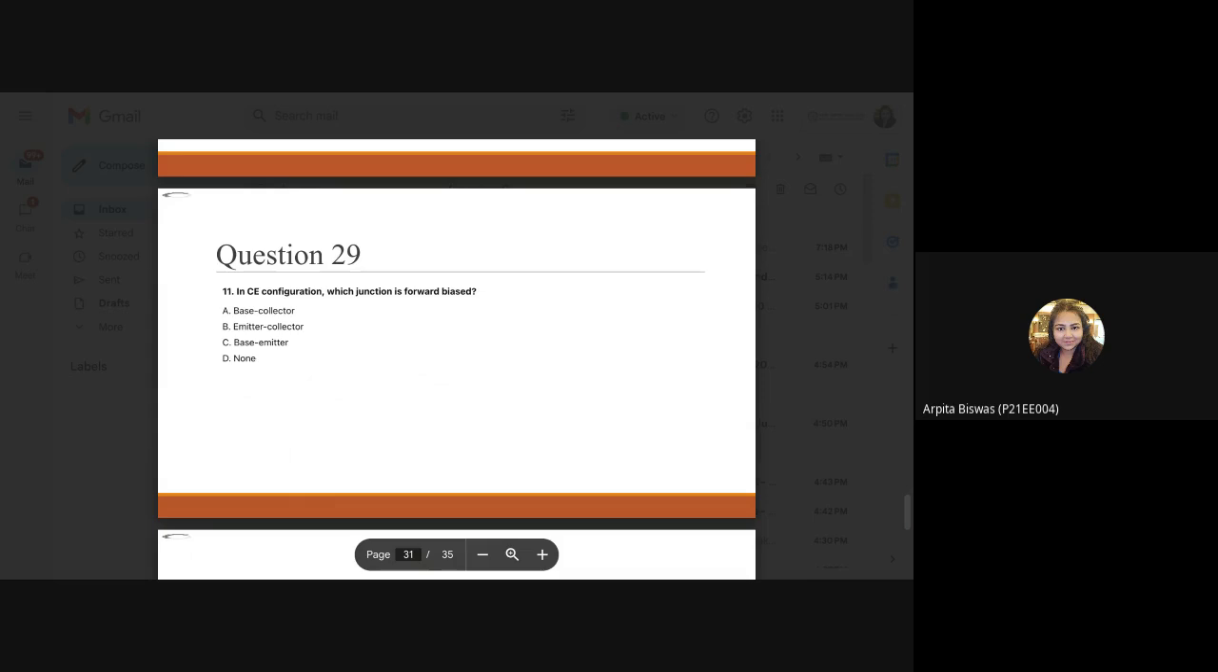So next, question number 29. In common emitter configuration, which junction is forward biased? The base collector, base emitter, or none? Base emitter, C. Okay, any of you? Which junction is forward biased? Base emitter, option C. Okay, so the right option is option C, base emitter.